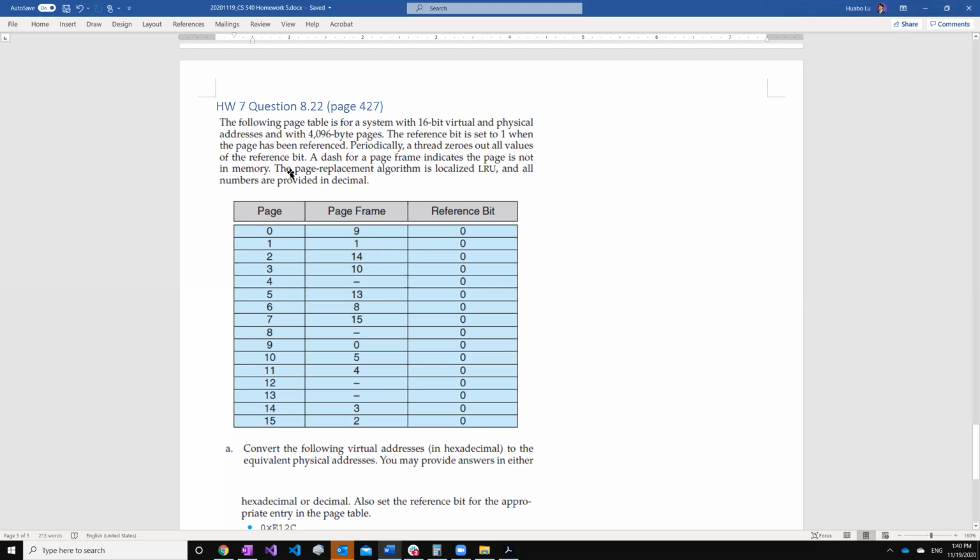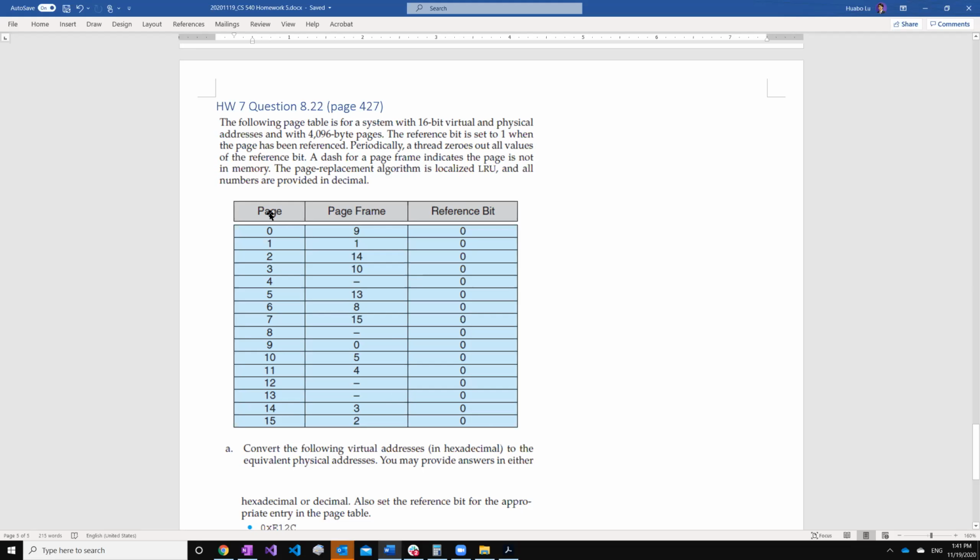So what do you do there? You want to load the page when requested. And then the page replacement algorithm is localized LRU, least recently used, the localized version. I don't think our textbook gives a full description of the localized LRU, but somehow a very similar standard LRU is introduced, with some variants, and all numbers are provided in decimal. By the way, for this question, we truly don't need to know what's being localized here, maybe just the one that is satisfied by this system.